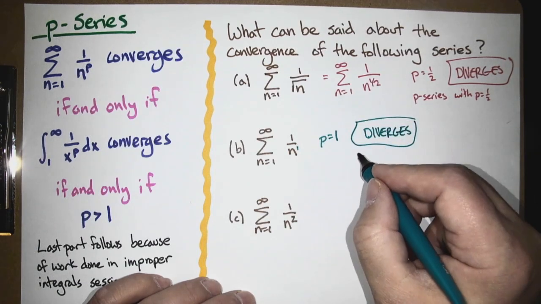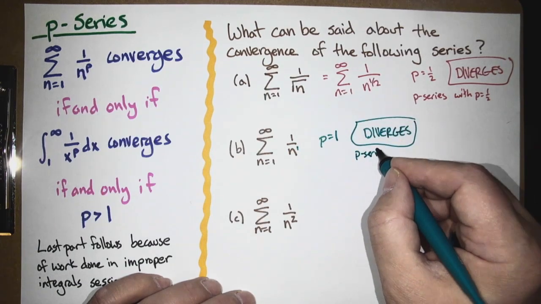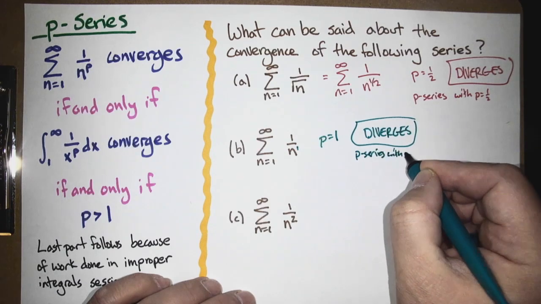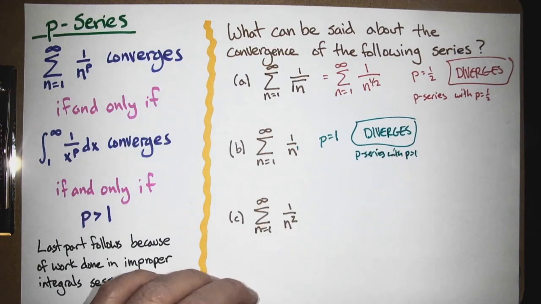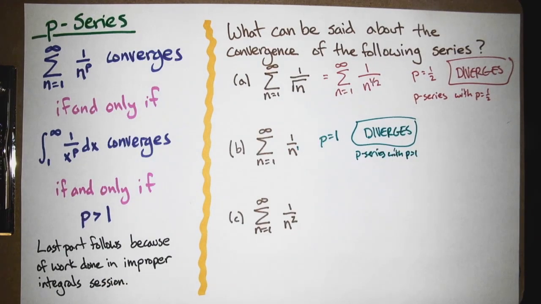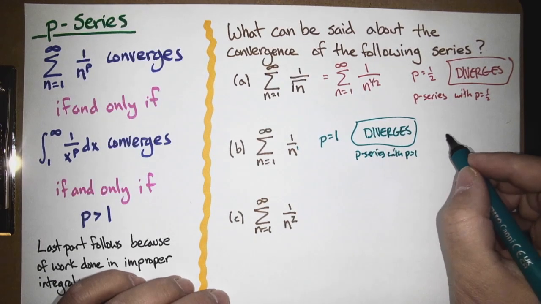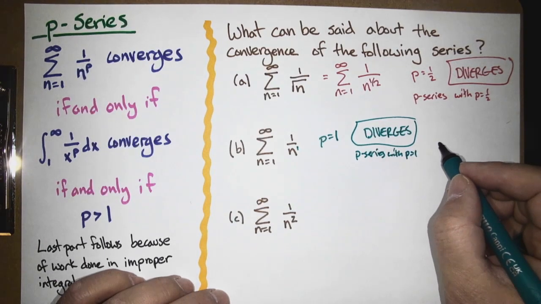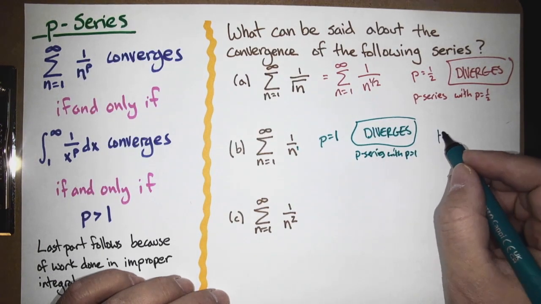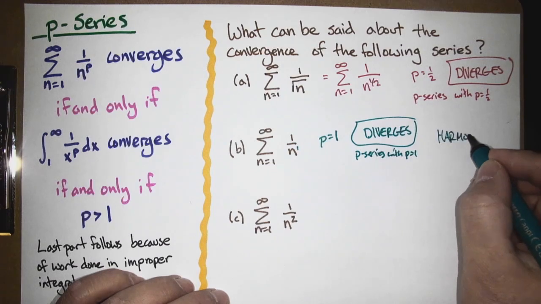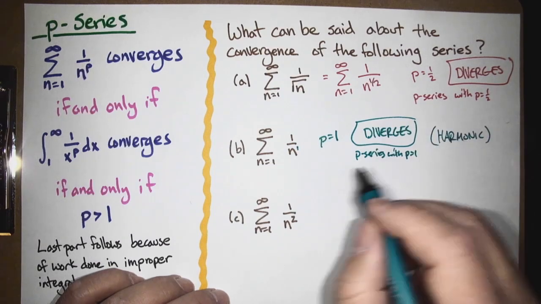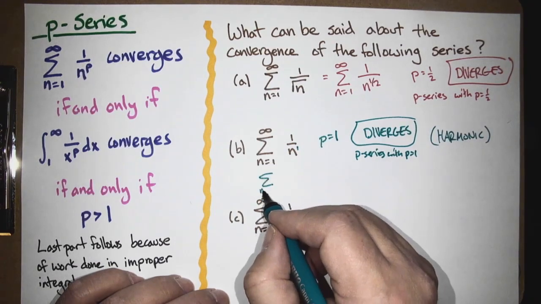Do you remember the name of this series? This one has a particular name. Sum of 1 over n. Do you remember? Harmonic. Yes, this is the harmonic sum. Classic example. Now, let's just make a note here.